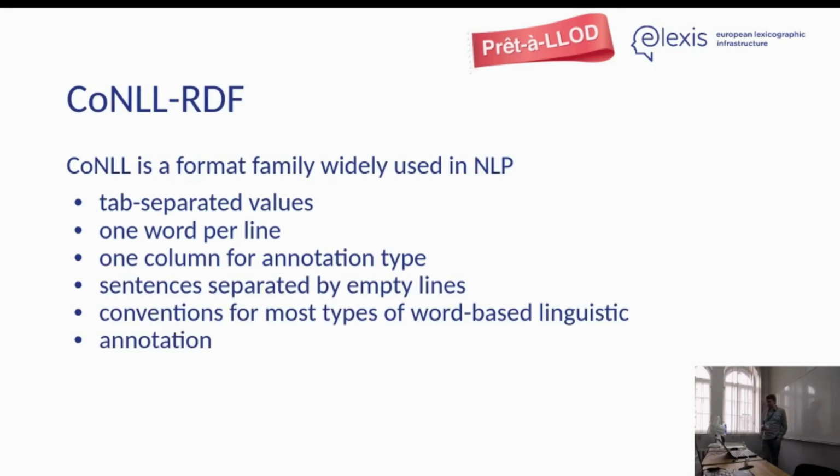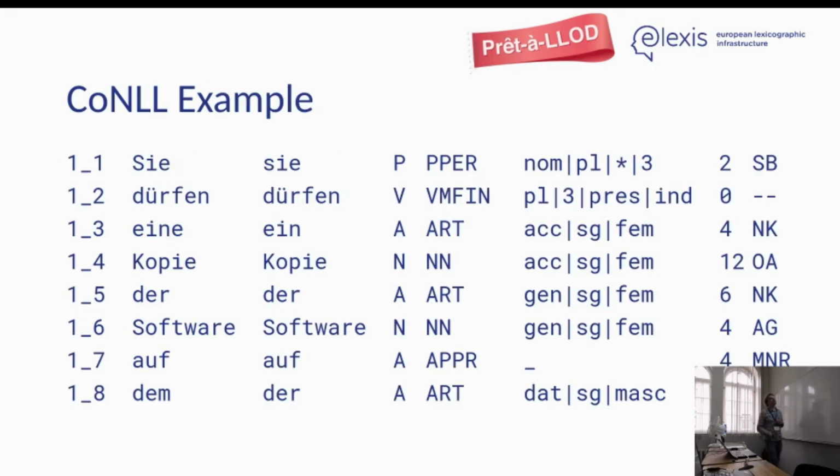So finally, we'll look at some work of a colleague of mine, which is on CoNLL RDF. CoNLL is a very widely used format in NLP for representing corpora. It essentially represents corpora as tab-separated values, where there is one word per line, and then one column for each annotation type, with sentences separated by empty lines, and it's used for a lot of annotation, particularly in NLP tasks. So here is a typical example of a CoNLL annotated document.